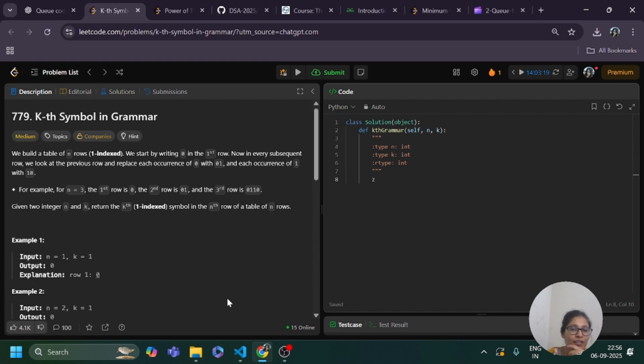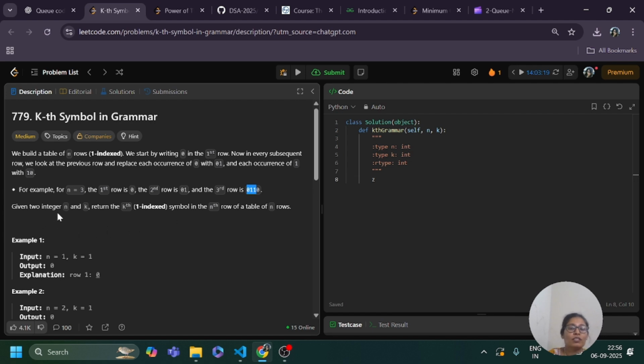So we start by writing 0 in the first row. Now in every subsequent row, we look at the previous row and replace each occurrence of 0 with 0 1 and each occurrence of 1 with 1 0. For example, if n equals 3, then the first row is 0, the second row is 0 1, and the third row is 0 1 1 0.